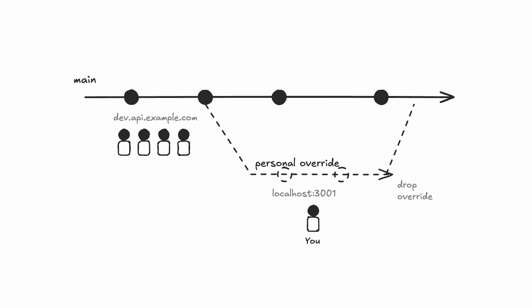Think of it like branching. Your shared secret is your main branch. It's what everyone works off of by default. A personal override is your feature branch. It's your own copy that diverges from main without affecting anyone else. When you're done, you drop the override and you're back on main.